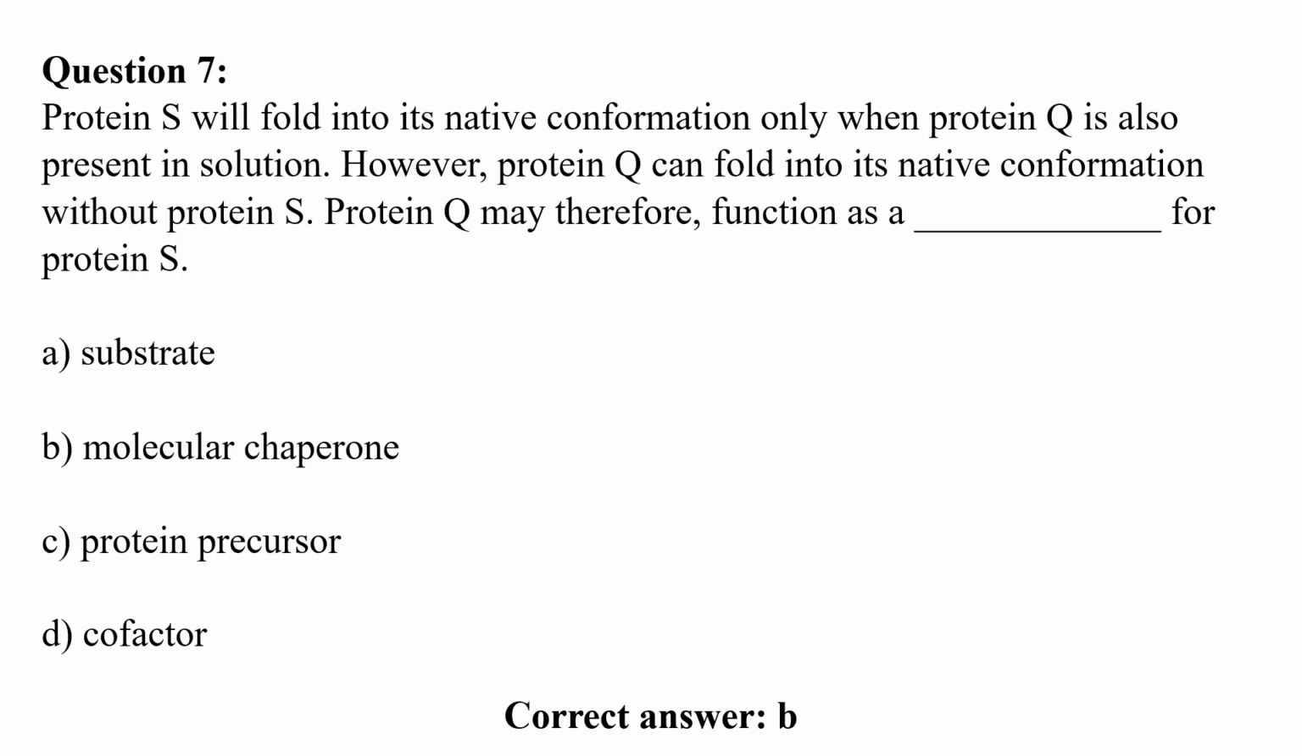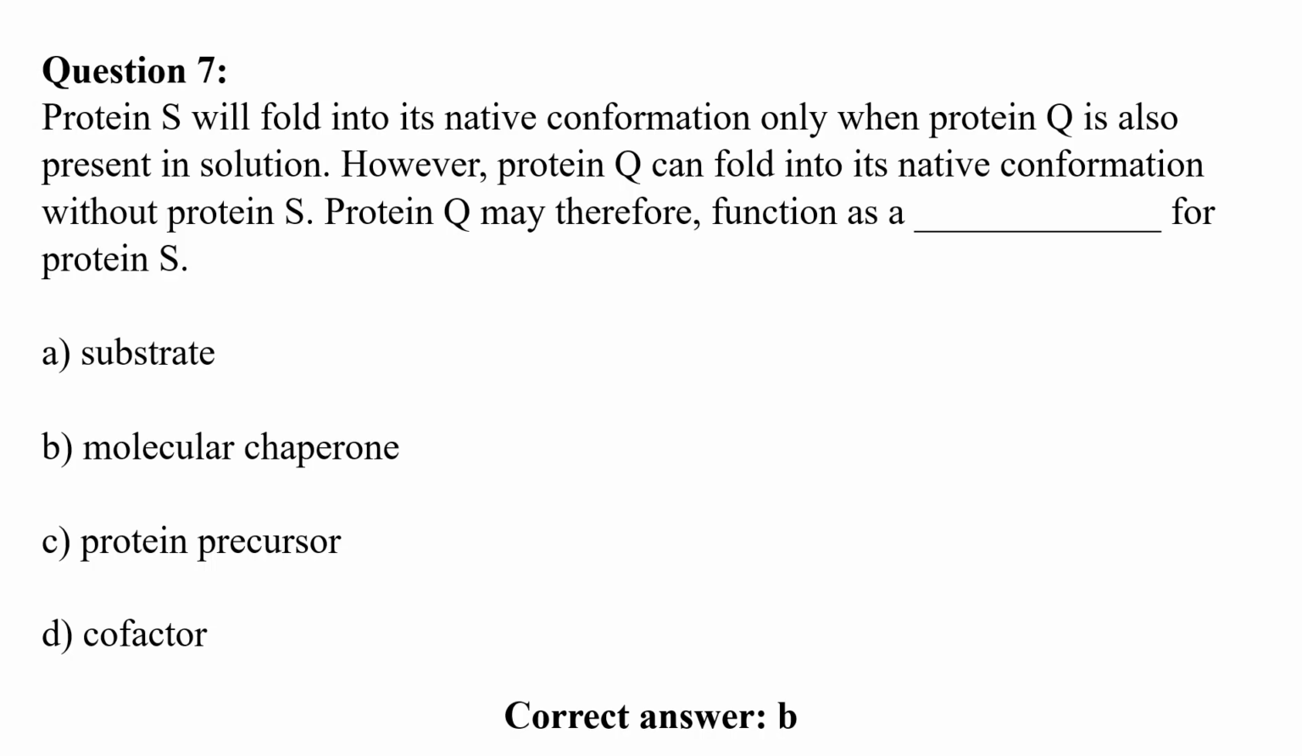So here in this case, protein S is unable to fold into its native conformation without protein Q. It needs protein Q for folding into its native conformation. So protein Q is a molecular chaperone for protein S. Protein Q is helping protein S to fold into its native conformation.